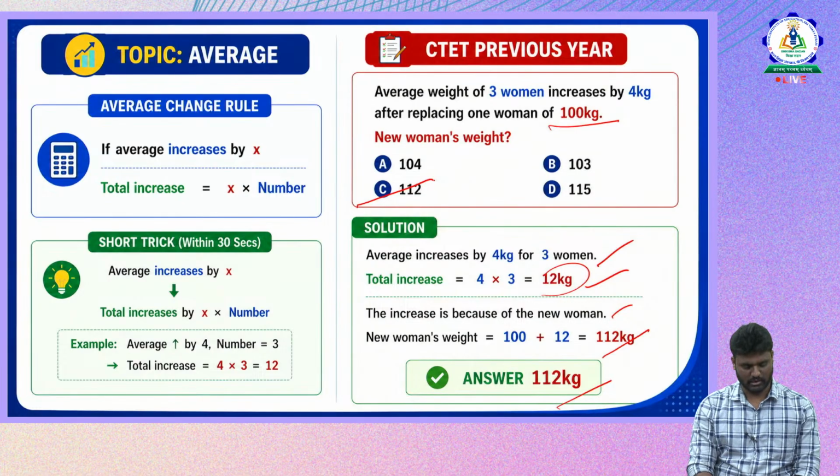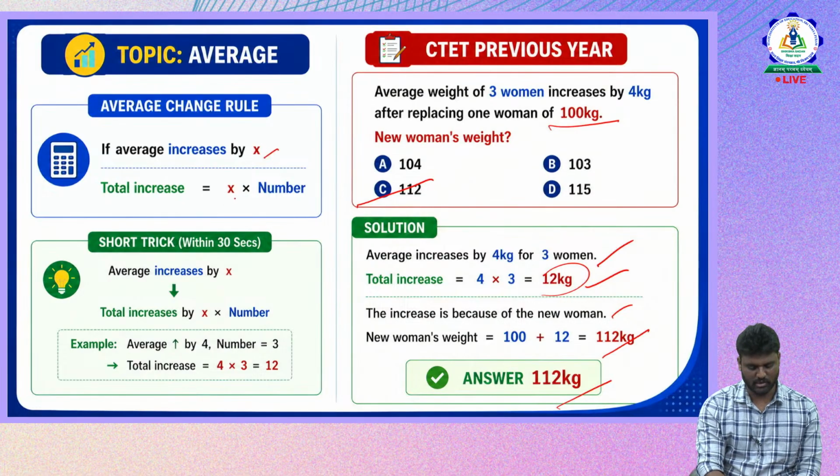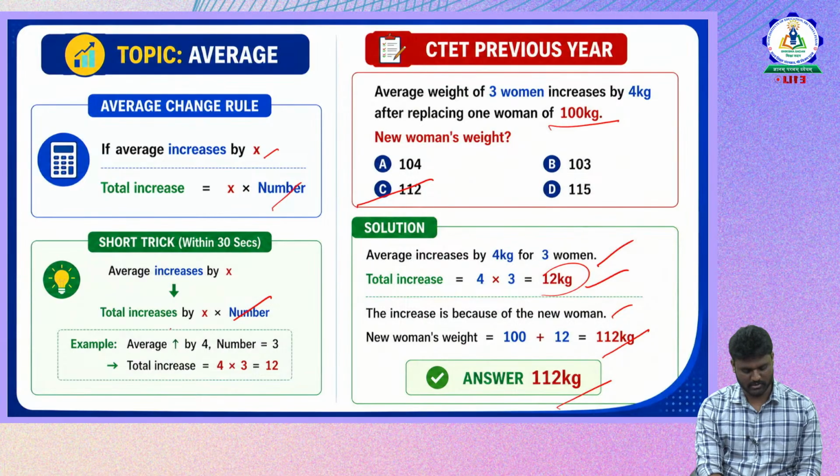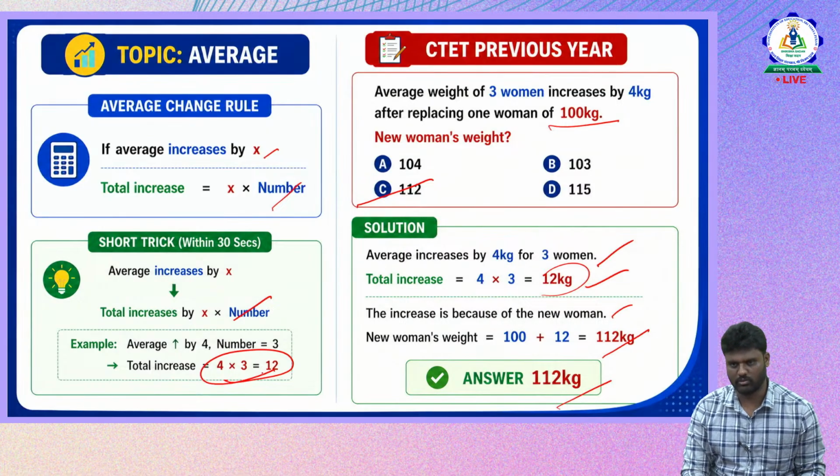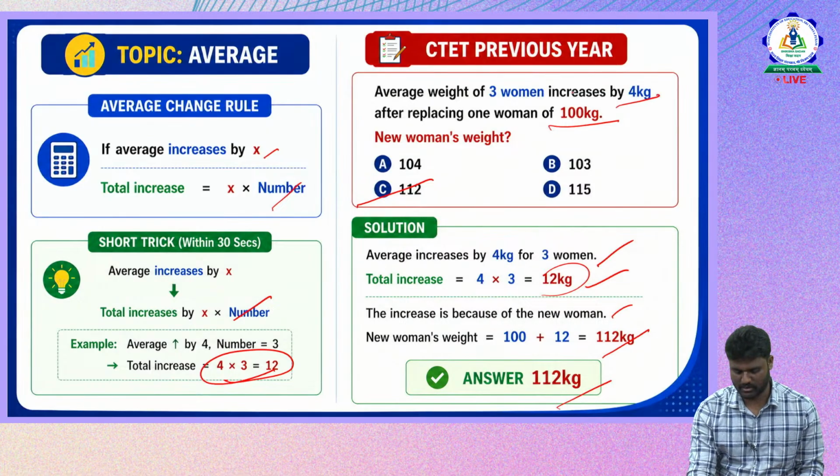See, if the average increases by x, the total also increases by x into that number. For example, if the average is increased by 4 and the number is 3, the total increase is 4 into 3, equal to 12. So that means if persons are increasing, the kgs also will increase.